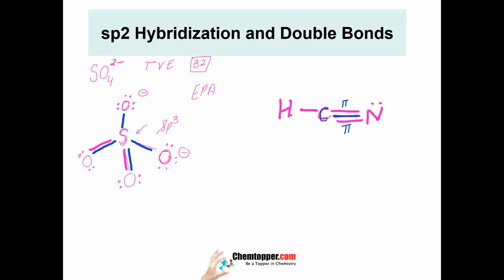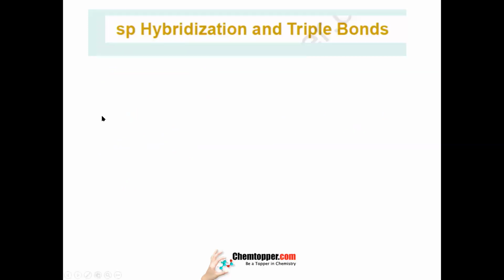Look at this carbon. Around this carbon, how many groups are there? How many groups on this carbon? 1, 2. Only 2. So what hybridization is needed? sp. So the third category of hybridization is sp hybridization. Let's take an example, C2H2. Draw the Lewis dot structure.